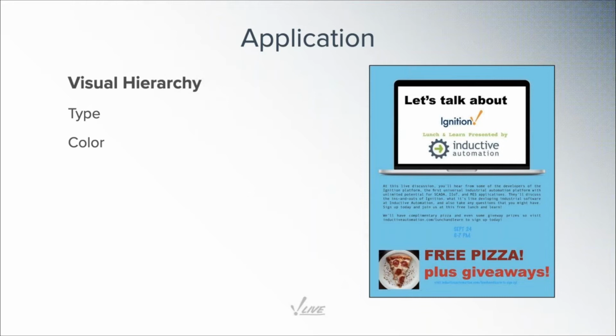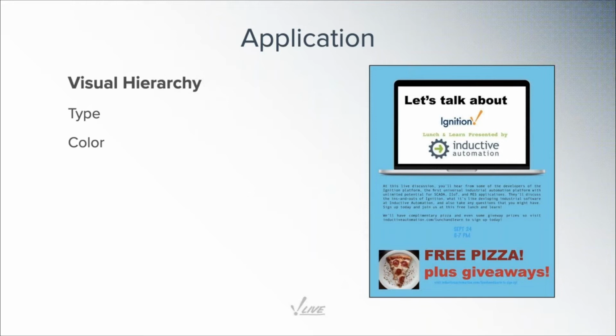Perhaps the biggest problem with this example of a flyer is that it's hard to tell what it's for or what the purpose is. Most of this comes down to the type size and how things are grouped. This is a lunch and learn presented by Inductive Automation called Let's Talk About Ignition. So perhaps that should be the main thing. Free pizza is nice, I love pizza, but that's not the main thing, it's just a nice add-on. So maybe that should be a smaller size supporting the main thing.